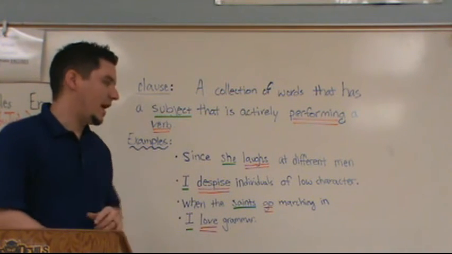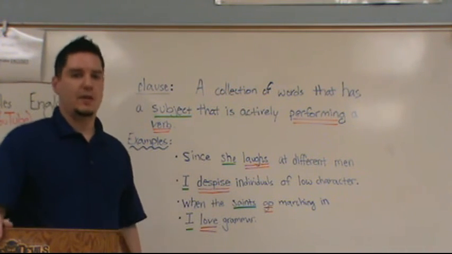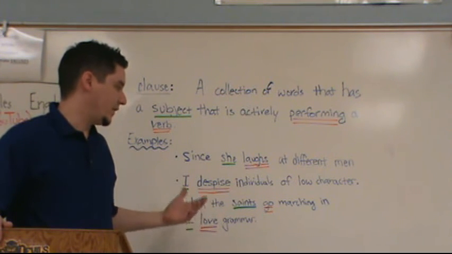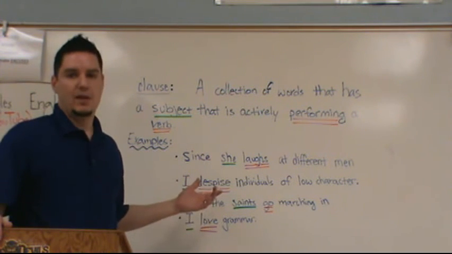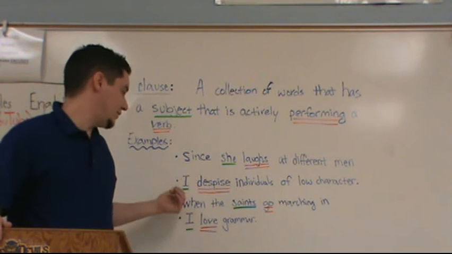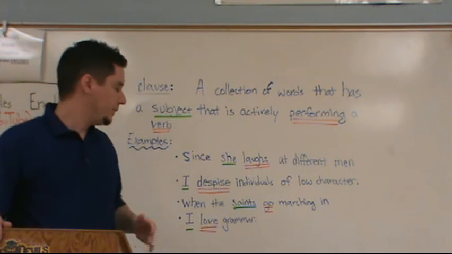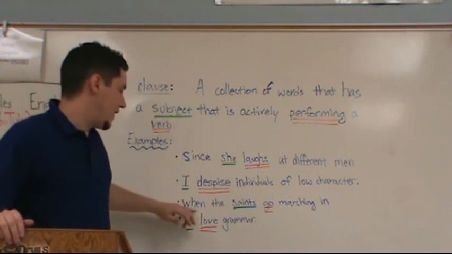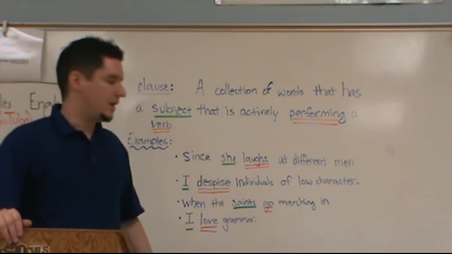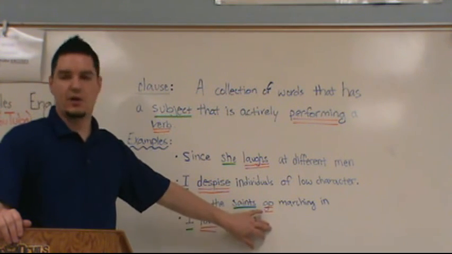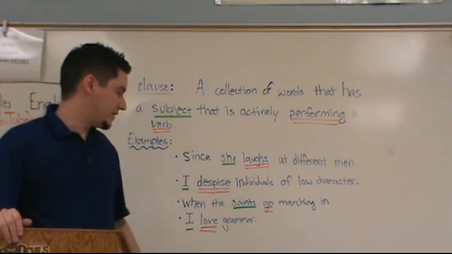The second example, I despise individuals of low character. In this case, if we ask what the verb is, we come up with despise. We ask who despises? I do. So we have both, again, subject and verb. All right, it makes it a clause. When the saints go marching in, right, in this case, our verb is go, and we ask who goes? It's the saints. All right, so we have subject and verb.